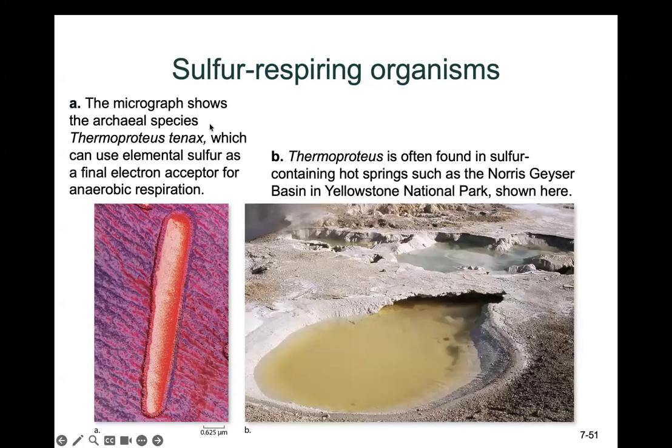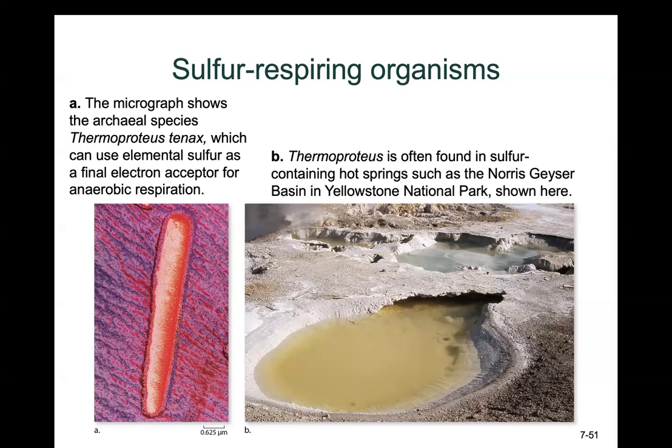And there's just an example of one of these sulfur-respiring organisms. You have Thermoproteus tenax, which is an archaea species, technically a microorganism. It lives in hot springs, and this is one that you see in Yellowstone National Park in the US. They live in areas that are so rich in sulfur. Because they live in these areas that are rich in sulfur, they've adapted themselves to use sulfur rather than oxygen as a final electron acceptor, because their environment allows for that.